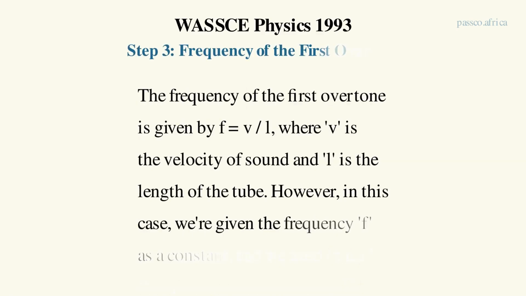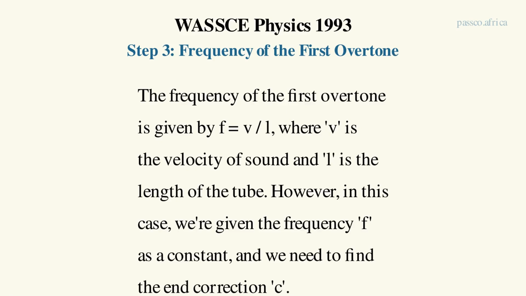Step 3. Frequency of the first overtone. The frequency of the first overtone is given by F equals V/L, where V is the velocity of sound and L is the length of the tube. However, in this case, we're given the frequency F as a constant, and we need to find the end correction C.